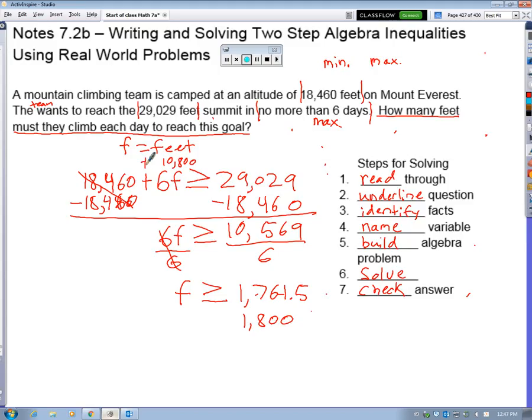And if we add 10,800 to this 18,460, we would get 29,260, okay, which is perfect. That means that they actually made it to the top in a little bit less than 6 days, all right? So I hope that helps out trying to come up with what sign to go here.